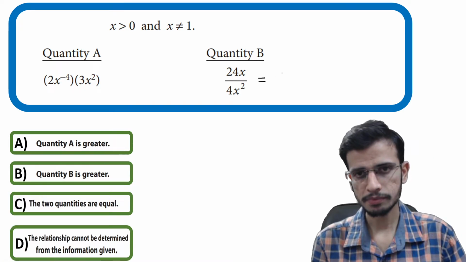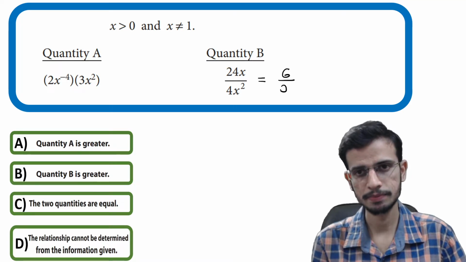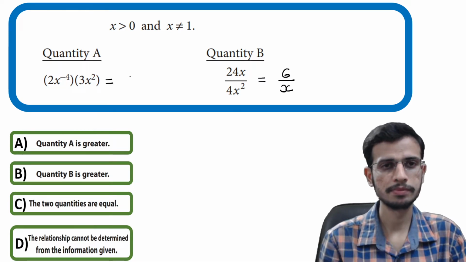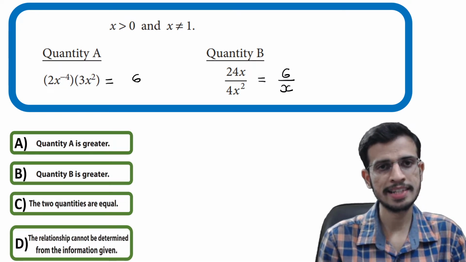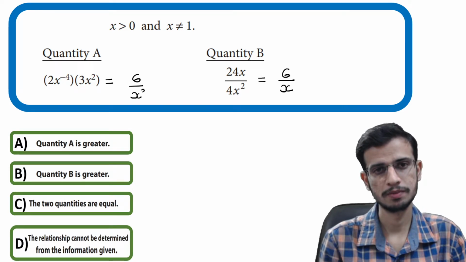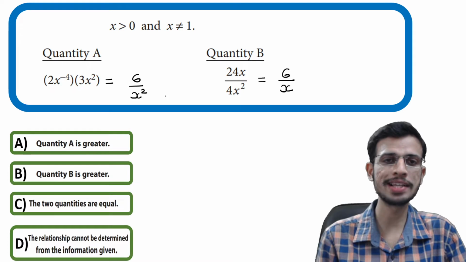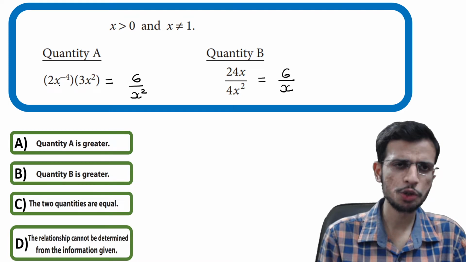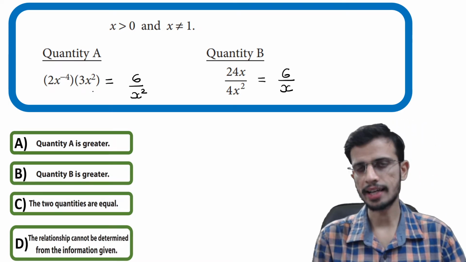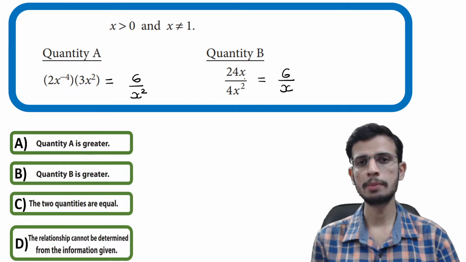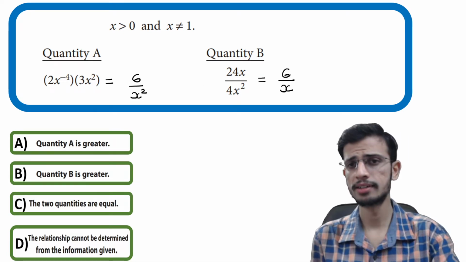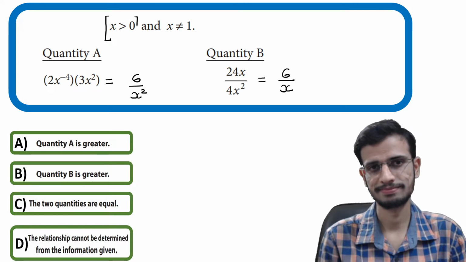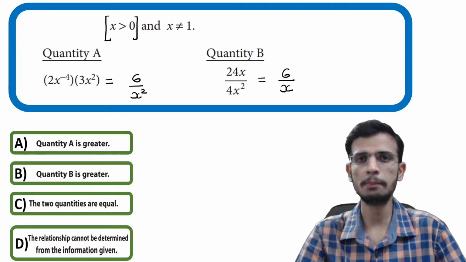This will become 6 by x square, and this will become 6 by x, right? 3 into 2 is 6, 24 by 4 is 6. X raised to minus 4 will be in denominator, x raised to 2 in numerator, so it will be x raised to 2 in denominator. Here it will be 6 by x. Now x is greater than 0, so it's a positive quantity. It's a real number, by the way.